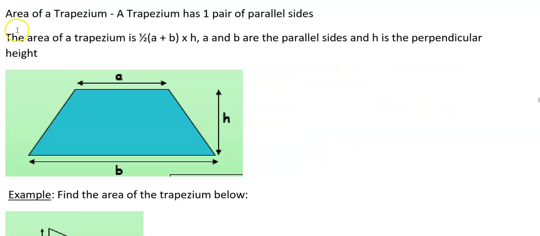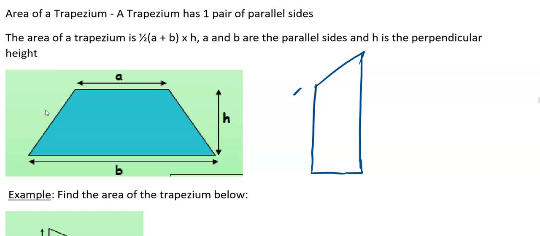The next one we're going to look at is a trapezium. Recognizing a trapezium is tricky for some people. A trapezium has one pair of parallel sides. These horizontal ones people find not too bad, but an example of a vertical trapezium, which you may see later on in maths, would be something like this. Here the parallel sides are the vertical ones, and the perpendicular height is actually horizontal.